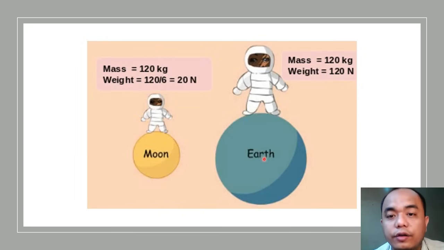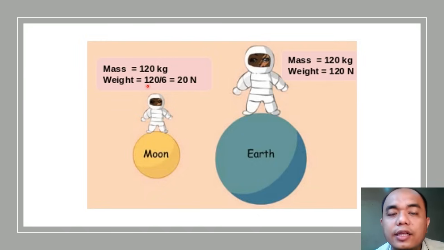Example, if you are here on Earth, your mass is 120 kilograms. But your weight here is, of course, 120 Newton. Now, if you travel to the moon, your mass will still be the same, that's 120 kilogram, but your weight there will become less. That is only 1/6 of your weight on Earth. If you are on the moon, you will only weigh 20 Newton. Paano yan nangyari?